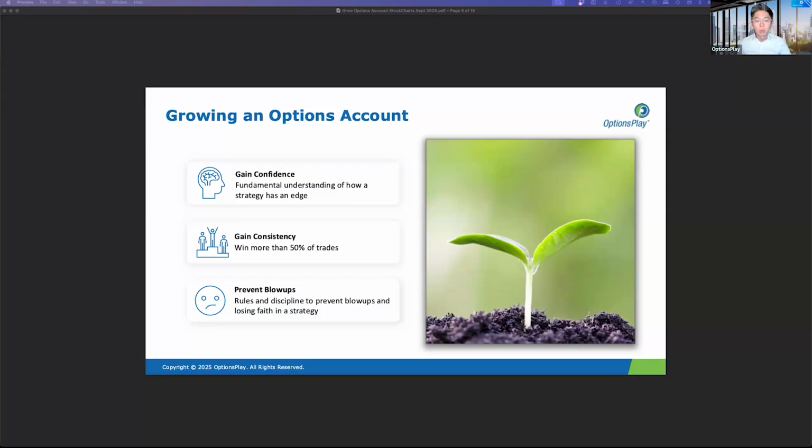And third of all, we want to prevent blowups. I'm going to talk to you a little bit about how to make sure that you prevent those account blowups, because first and foremost, in order to be profitable, you have to make sure that you stop blowing up your accounts. And I'm sure most of you here can relate to these issues in some way, shape, or form: either lack of confidence, lack of consistency in your trading, or you've just found yourself blowing up your account either once or multiple times in your history.